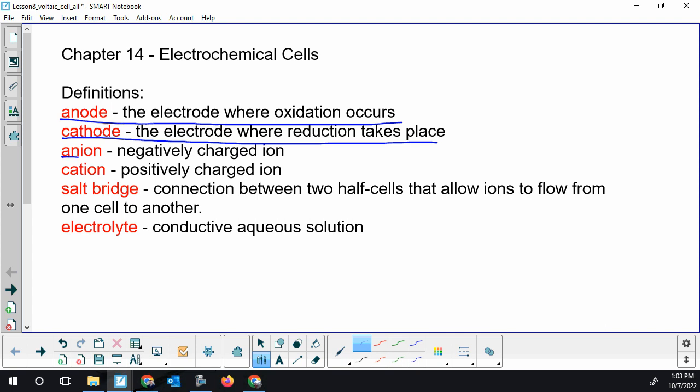Not a new definition, but I need to make sure you're comfortable with anion. We're going to use that terminology. You're going to have to tell me where anions move in solution, and you're going to have to tell me where cations move in solution.